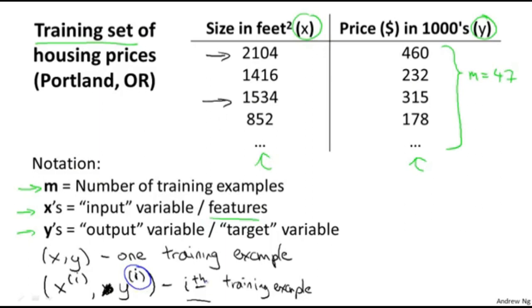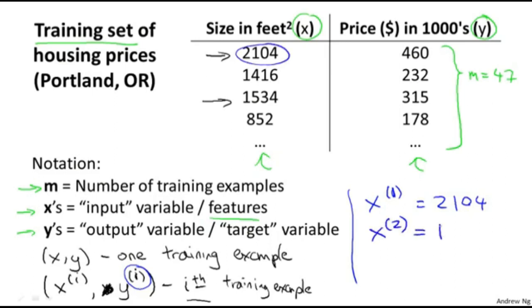So, for example, x^(1) refers to the input value from the first training example. So that's 2104, because that's x in the first row. x^(2) would be equal to 1416, that's the second x, and y^(1) will be equal to 460, because that's the y value for my first training example. That's what that 1 refers to.